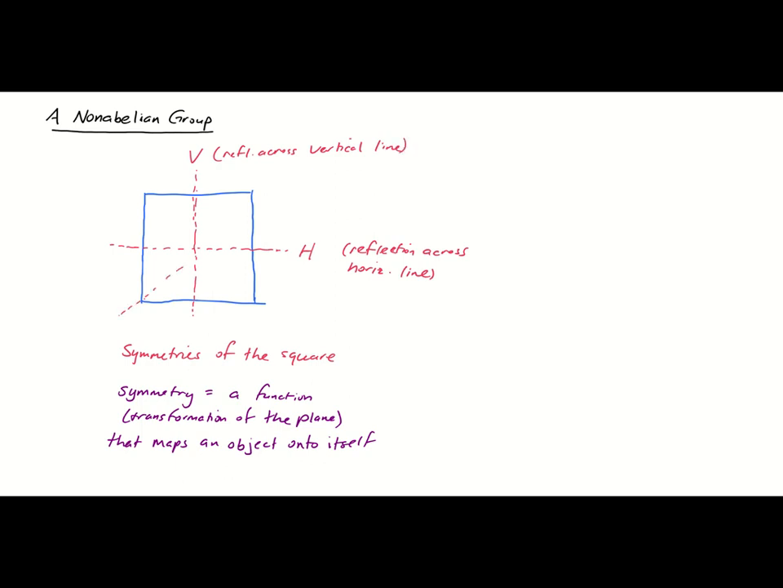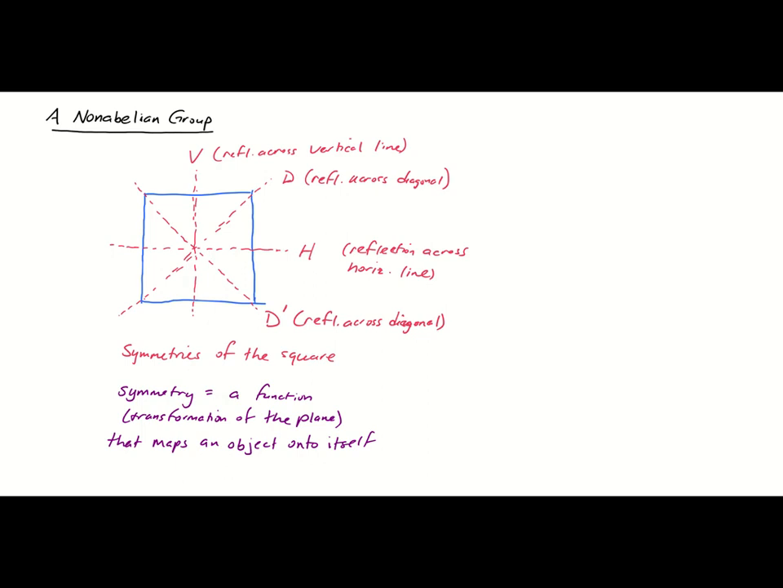And then I also have a diagonal that cuts through the center of the square. And I can reflect the square across that diagonal, and I still get a square. So I'll let D be the name of this reflection. D will be the reflection across this diagonal. And finally, there is one more line of reflection. It's this other diagonal here. And I will let D prime be the reflection across that diagonal. Okay, so we have two diagonals, D and D prime.